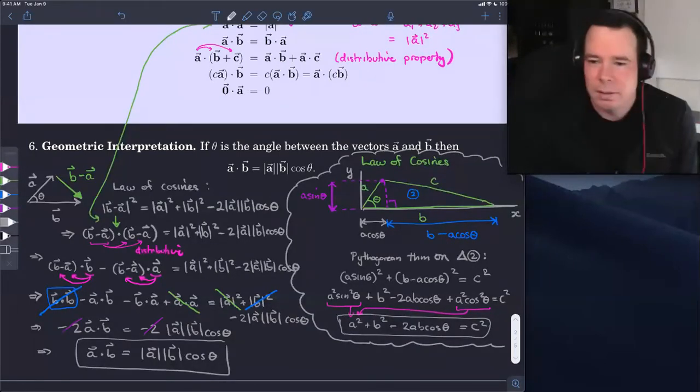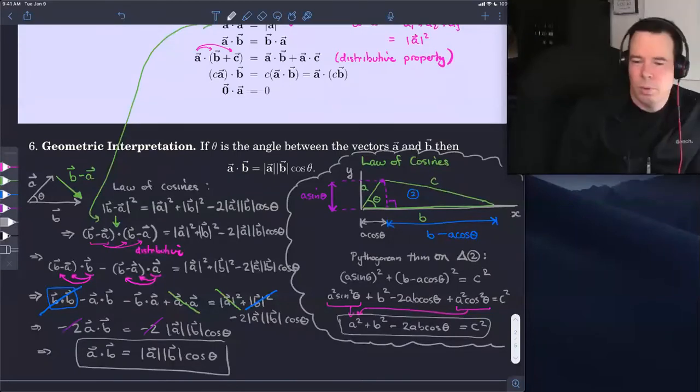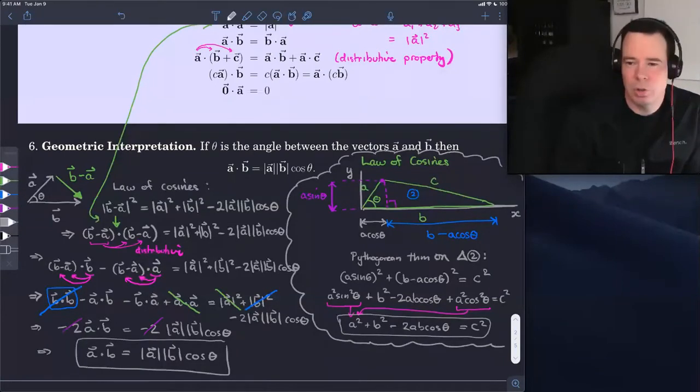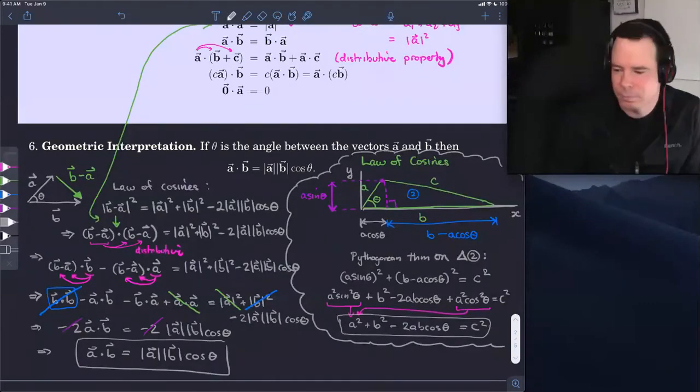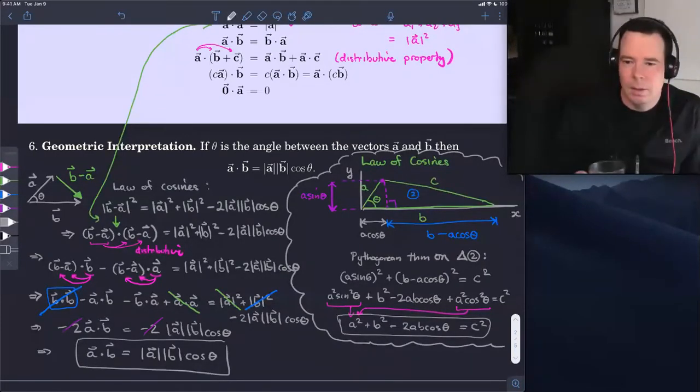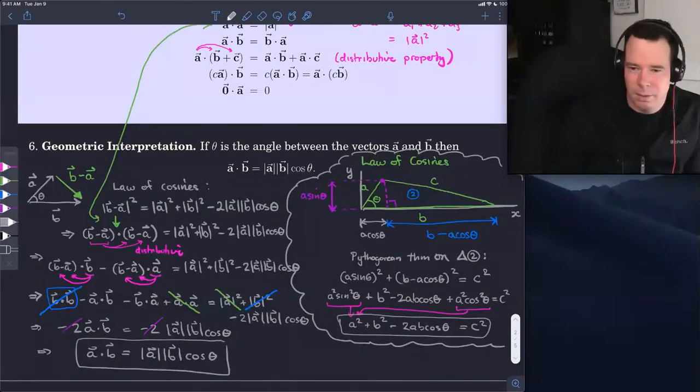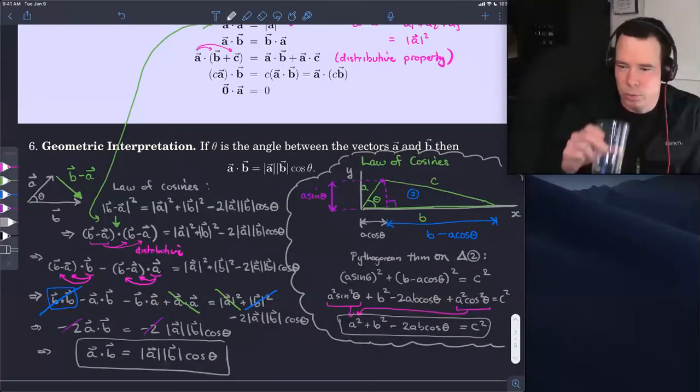And so that's how we can argue why the dot product is related in any way whatsoever to the geometry of the two vectors. In fact, it's related to their lengths and the angle between them. And the underlying reason why they are related was the law of cosines.